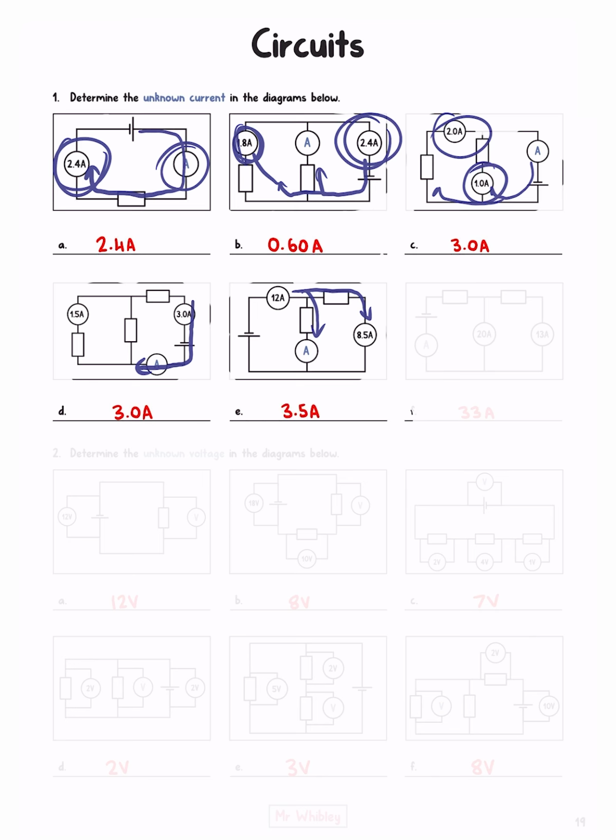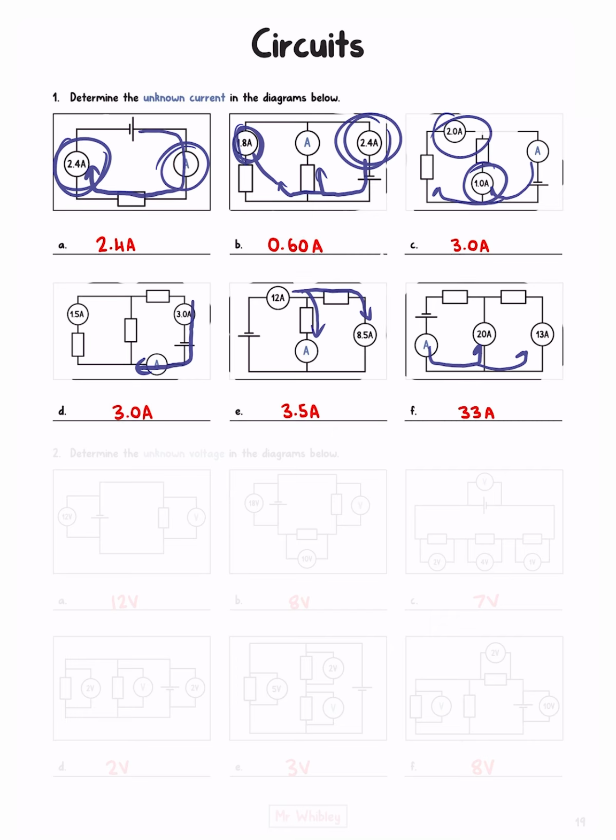In our sixth circuit, our voltage supply is in series with a resistor and an unknown ammeter. It splits into a 20 amp current and a resistor and a 13 amp current. Because our current splits into 20 amps and 13, that means our original current must be 33 amps.